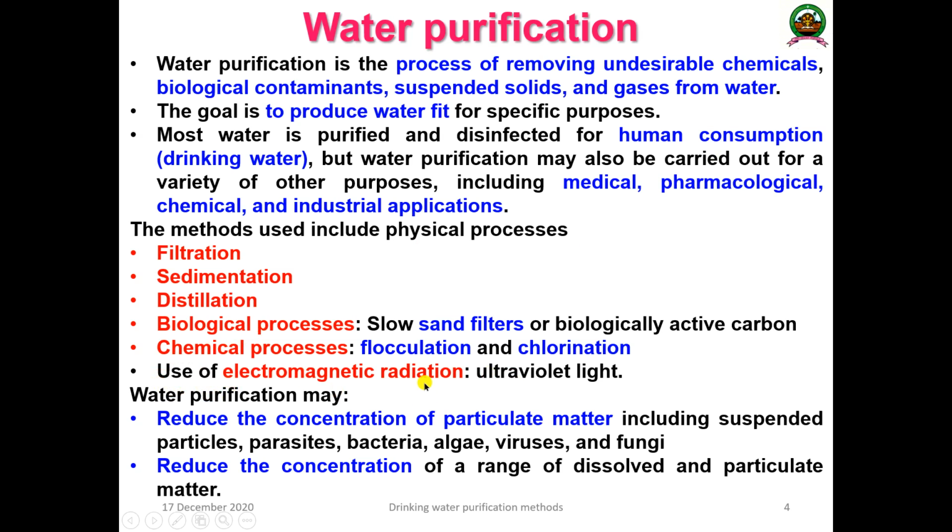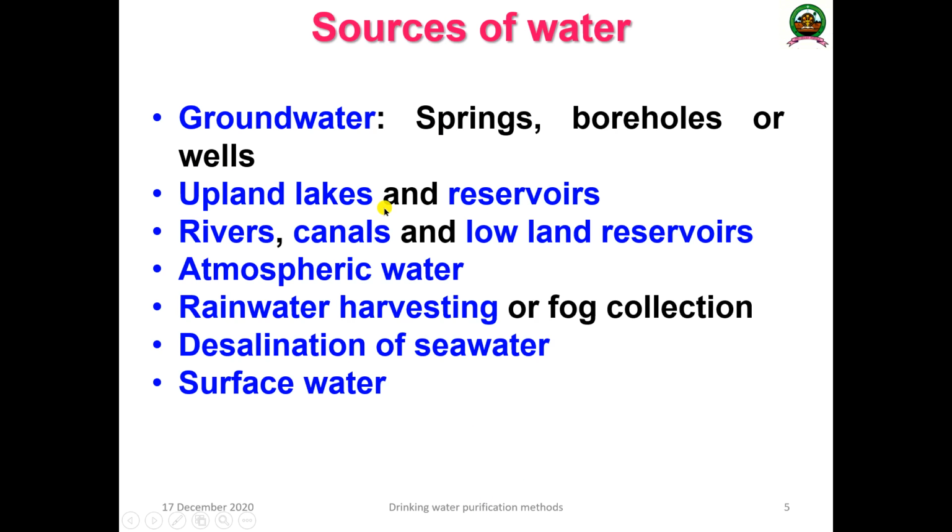Water purification is mainly done for two important goals. One is to reduce the concentration of particulate matter, including suspended particles, parasites, bacteria, algae, viruses and fungi. In addition to that, to reduce the concentration of dissolved and particulate matter that is present in the water bodies. So these are the main objectives.